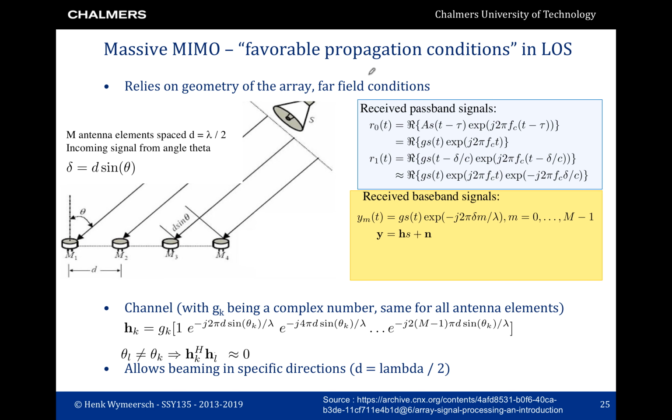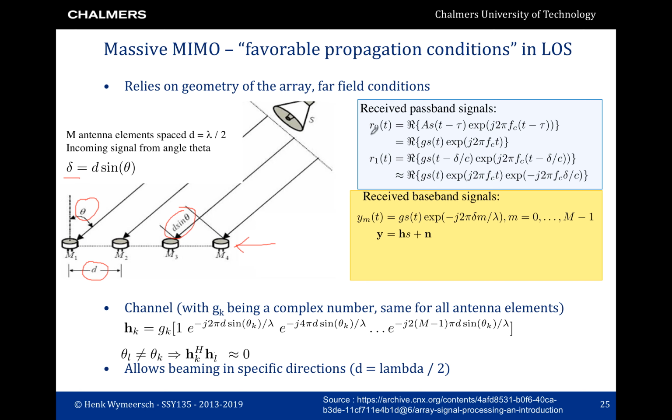We can also create favorable propagation conditions in line of sight, provided we have enough antennas. To do this, we need to look at the geometry of the antenna array at the base station. Let's consider a uniform linear array where the antennas are on a line, equidistant with inter-antenna spacing d. The signal from the user is arriving at a certain angle theta. This means that the signal arrives at one antenna element at some time and at the next antenna element sometime later, where this time later depends on d times sine of theta, which we will abbreviate by delta.